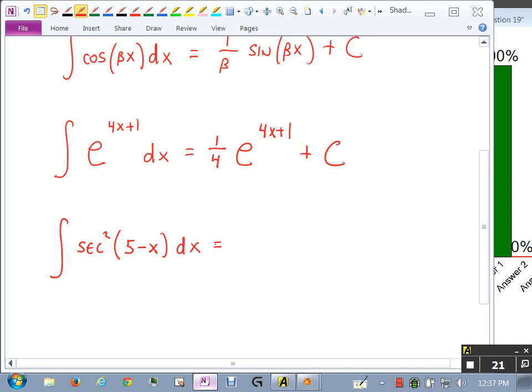Another example of this would be, what's little f here? The secant squared thing, right? Is what's inside of it linear? Yes. What's a? Negative 1. So you would have to kill it off with a 1 over negative 1, which is just negative 1. What's the antiderivative of secant squared? Tangent, just tan, of what was there. This only works if what's inside is linear. If it's not linear, this doesn't work. All right? One more.